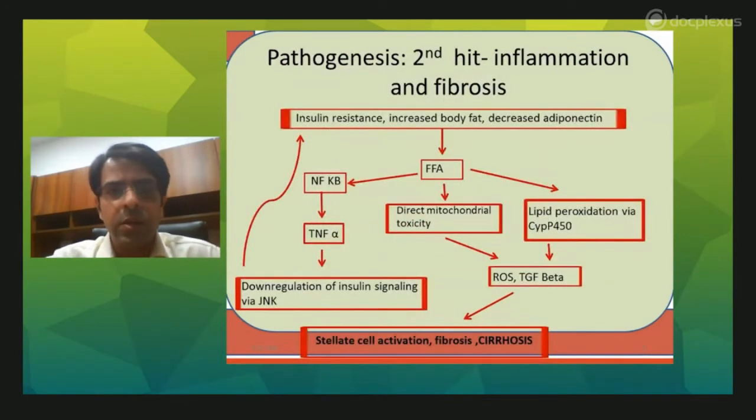Now, once there is steatosis, there are other factors like insulin resistance, which is central in the pathogenesis of NAFLD, and the free fatty acids, which can cause downstream free radical damage and inflammatory pathway mediated injury, which can ultimately cause stellate cell activation, fibrosis, and cirrhosis. So the first step is formation of steatosis, and the second step is this steatosis then causing liver injury, which can progress to fibrosis and cirrhosis.